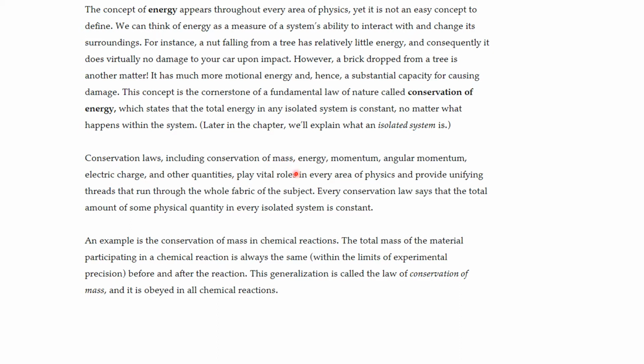Conservation laws, including conservation of mass, energy, momentum, angular momentum, electrical charge, and other quantities, play vital roles in every area of physics and provide unifying threads that run through the entire fabric of the subject. Every conservation law says that the total amount of some physical quantity in every isolated system is constant.